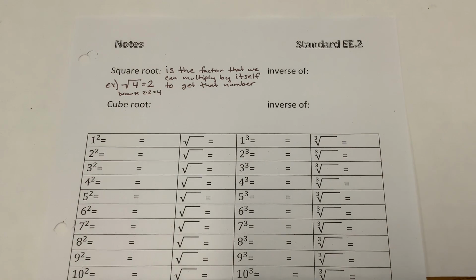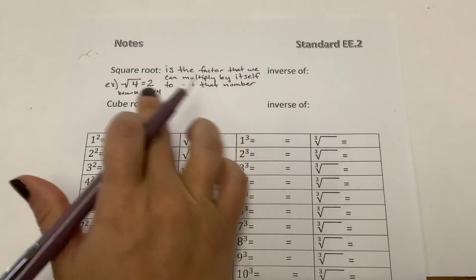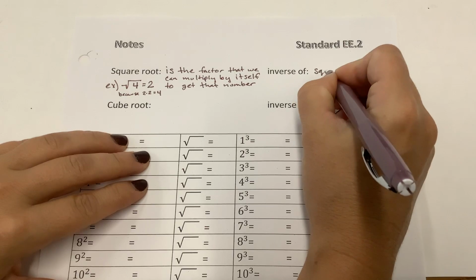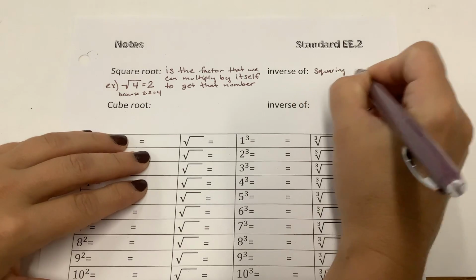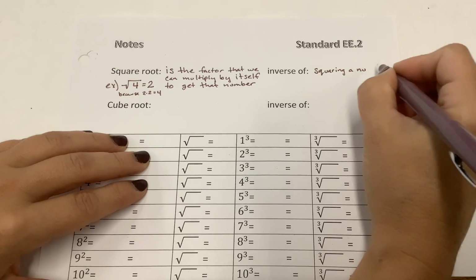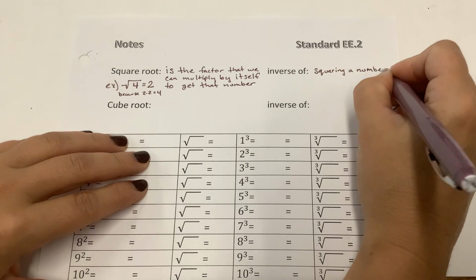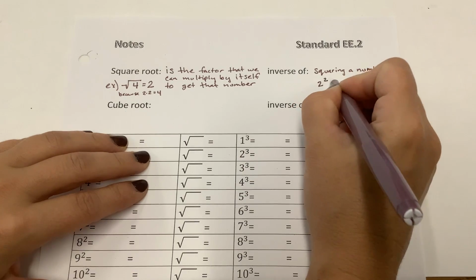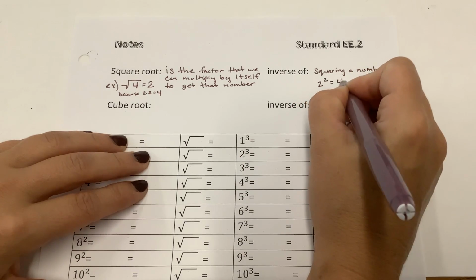Okay. That being said, the inverse of a square root is squaring a number. And when we say squaring a number, we mean that we are raising it to an exponent of 2. So 2 squared is equal to 4.